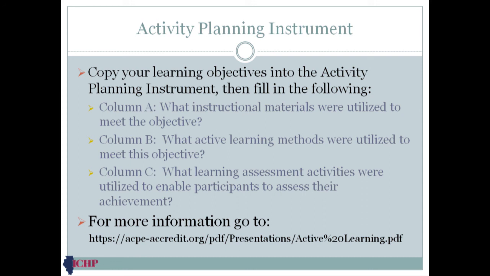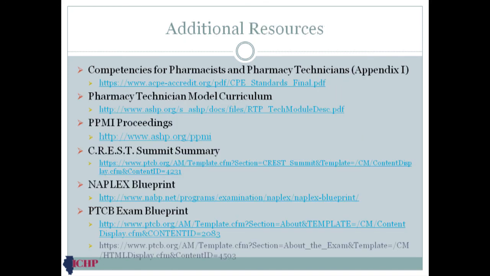For more information on active learning, you can go to the ACPE website. Additional resources to assist you in assessing the scope of practice for writing quality learning objectives may be found on the ACPE, ASHP, NABP, and PTCB websites.